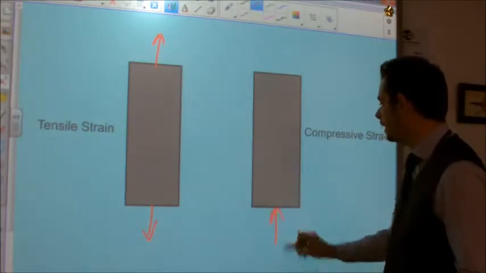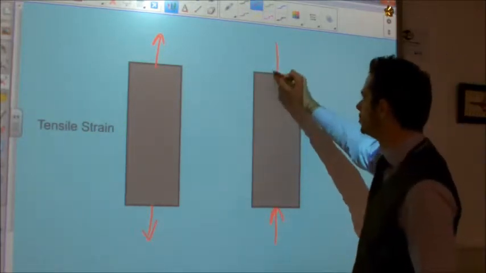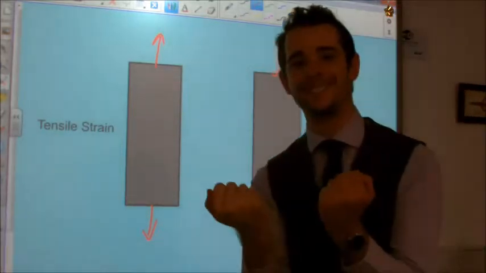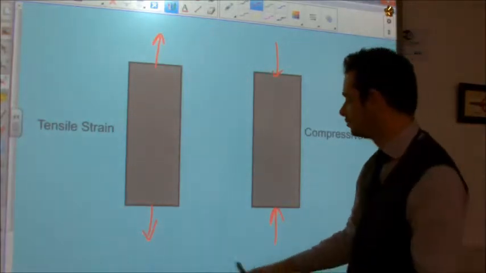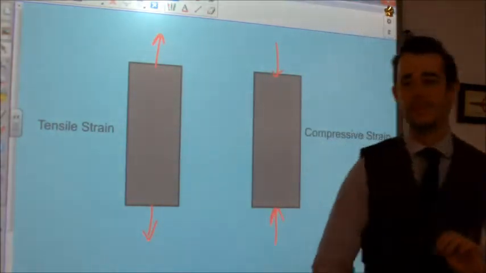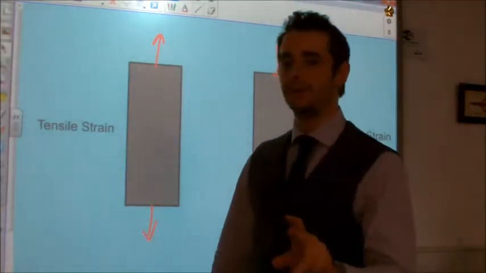You'll find a compressive force pushes, so the force arrows are acting in the same direction. If you haven't got those, or didn't quite get them right, correct them, change them out, add them on. Okay, so hopefully you've all got those drawn in.